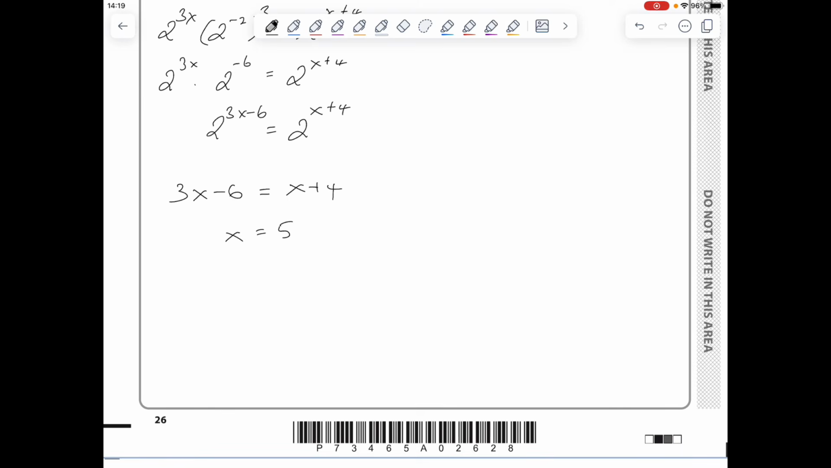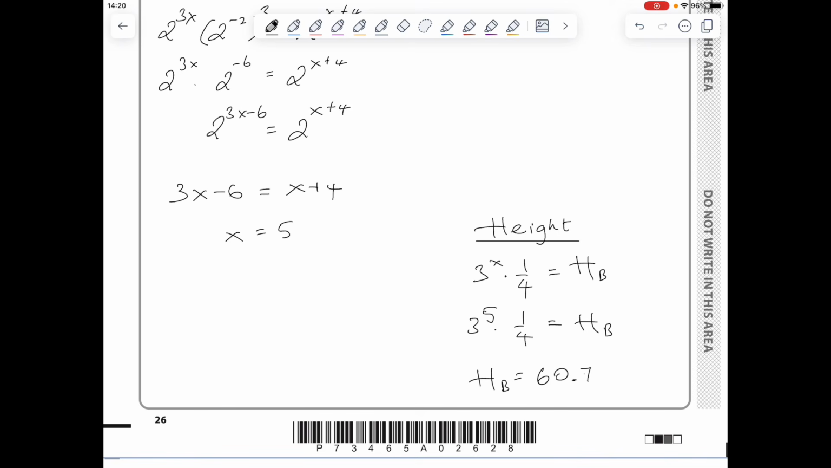So now I can proceed and work with the height. So 3 to the x times my scale factor, which is a quarter, is equal to the height of b. X is equal to 5. So I get 3 to the power of 5 times a quarter is equal to the height of b. Therefore, height of b comes out to be 60.75 centimeters.